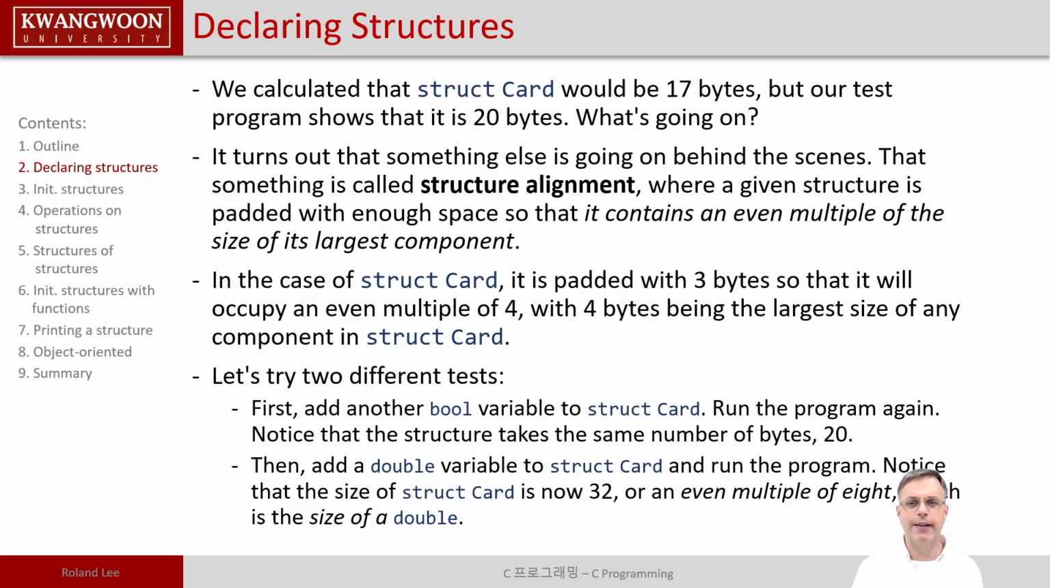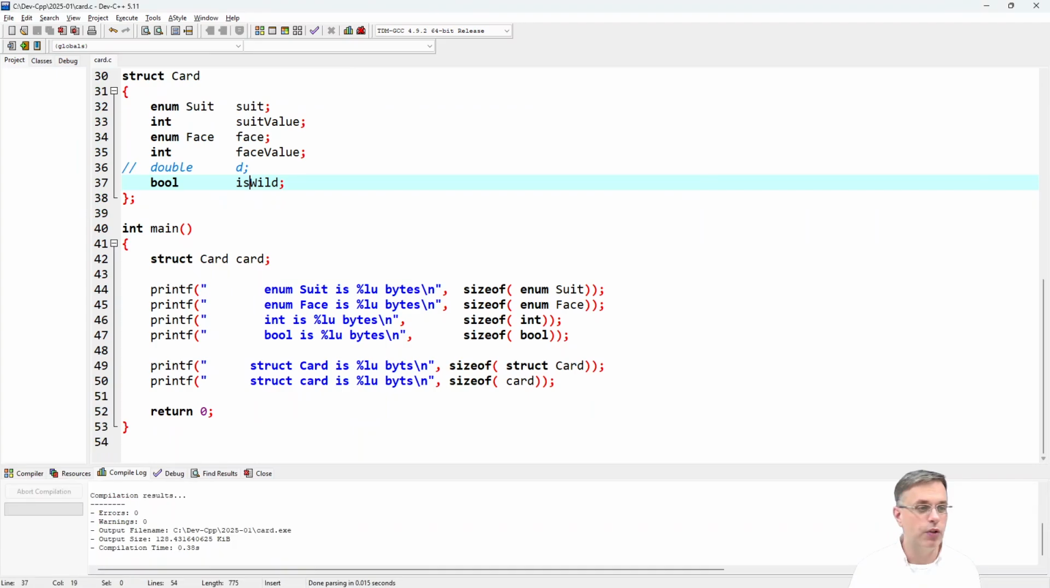Now let's try 2 different tests. First, add another boolean variable to struct card, which we have done. Notice that the structure takes the same number, 20. If I add one more boolean, let's do that.